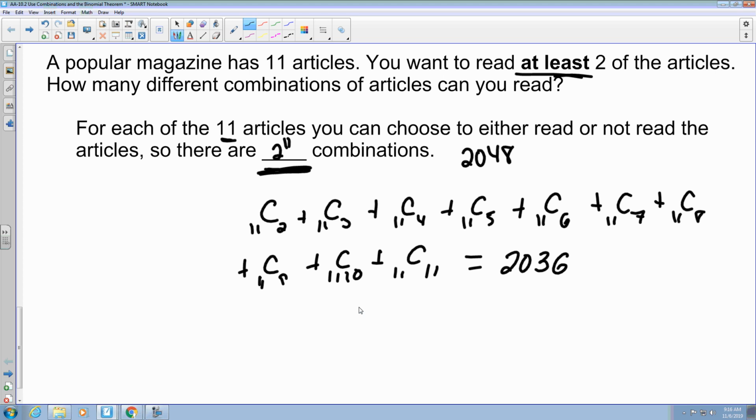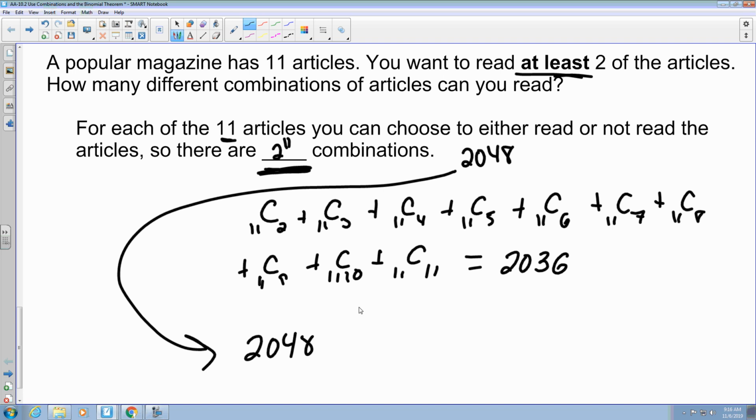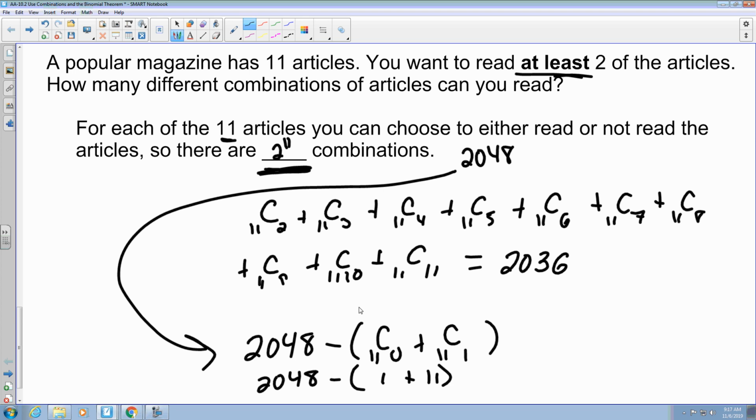There is another way of going about doing that, and it utilizes this number. We can say that 2 to the 11th power is 2048. What we're going to do is subtract the ones that we know we're not going to do. So we're just going to look at the combinations where we have 11 and 0 plus the combinations where we have 11 and 1. Those are the ones we don't want. So this is going to be 2048 minus, 11 and 0 gives us 1 plus the combination of 11 and 1 gives us 11. So 11 plus 1 is 12.